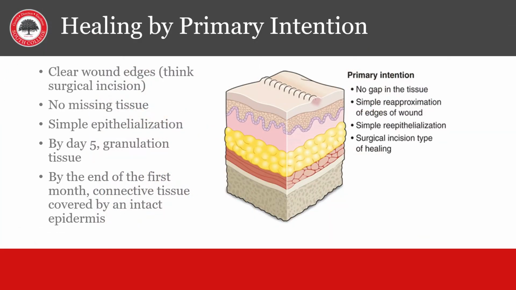Healing by primary intention means a surgical cut with a scalpel with a nice clean edge, done in a sterile fashion so you can easily suture the edges together to close the wound. These wounds heal quickly and easily, and are less likely to scar.